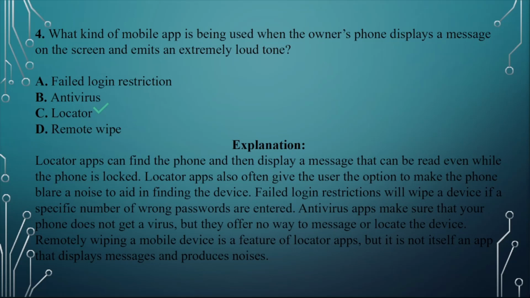Locator. So locator apps can find the phone and then display a message that can be read even while the phone is locked. Locator apps also often give the user the option to make the phone blare a noise to aid in finding the device. Fail login restrictions will wipe a device if a specific number of wrong passwords are entered. Antivirus apps make sure that your phone does not get a virus, but they offer no way to message or locate the device. Remotely wiping the mobile device is a feature of locator apps, but it is not itself an app that displays messages and produces noises.